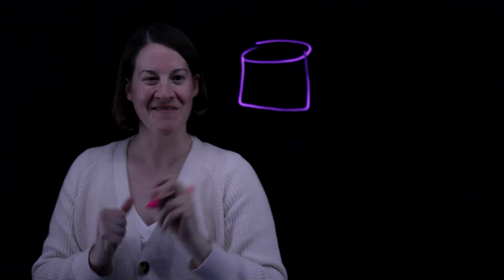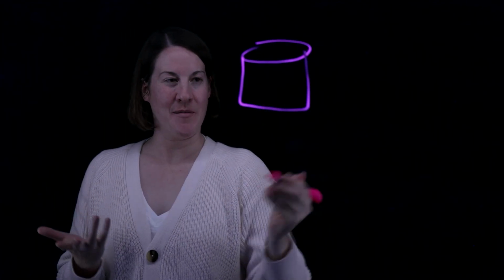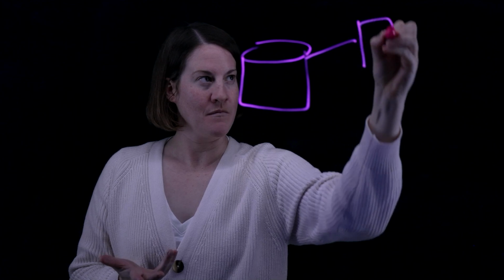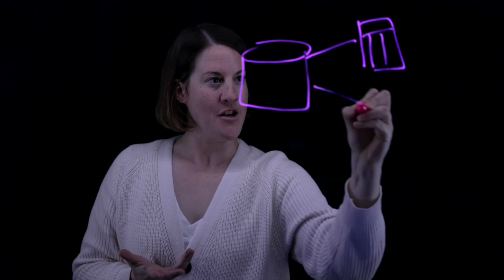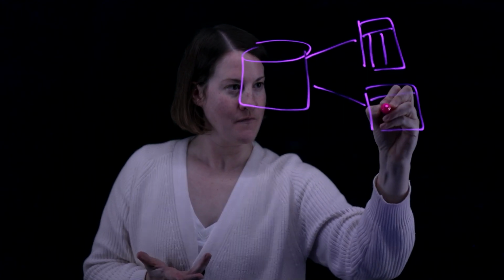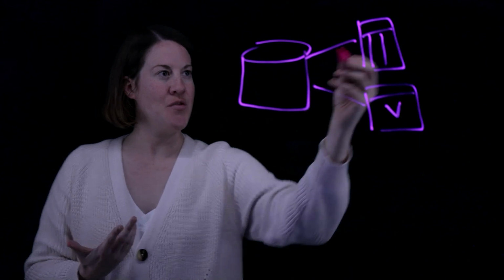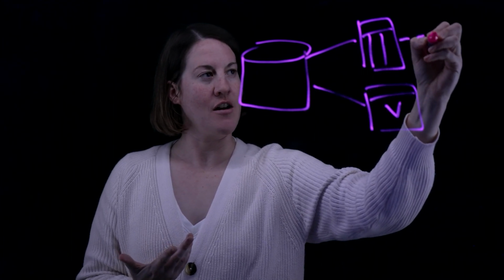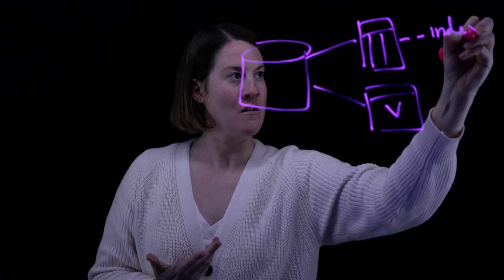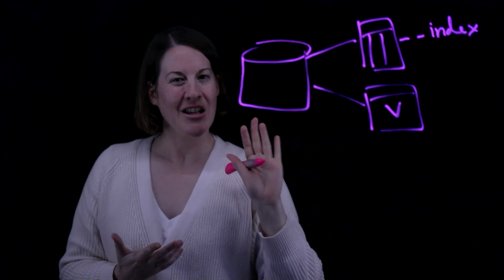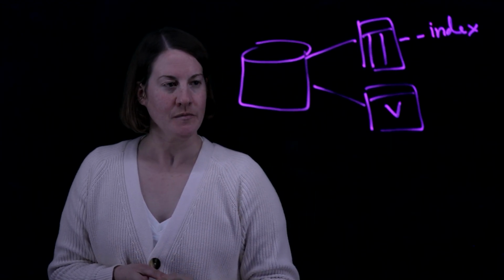So here's our database. Inside a database, you can have tables. You can have views. And attached to tables, you can have another object called an index, which we're going to talk about a little bit more in a following video.